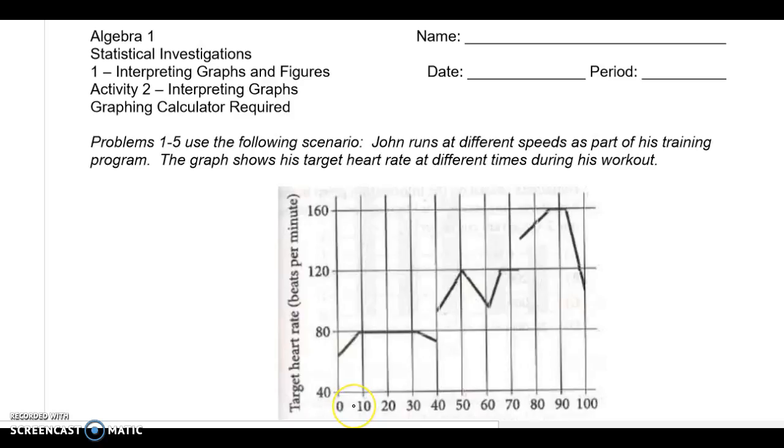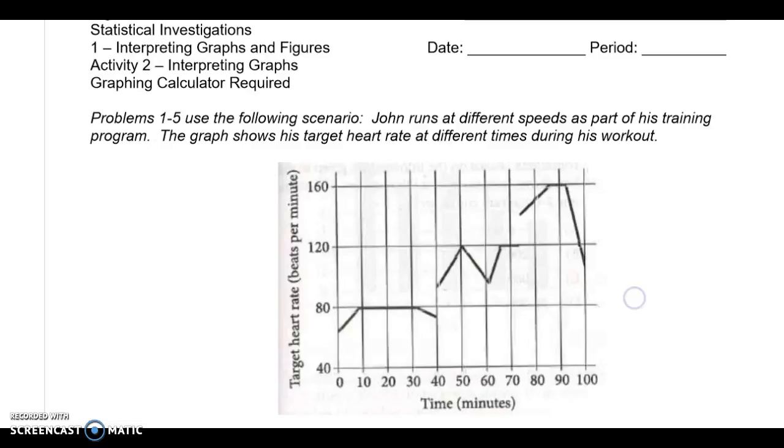So down here at the bottom, we have time in minutes. We're going from 0 to 100 minutes, and every 10 minutes we have a little interval there. And then target heart rate, we're starting down at 40, and then 80, 120, and 160. So every 40 we have another interval for the target heart rate in beats per minute.